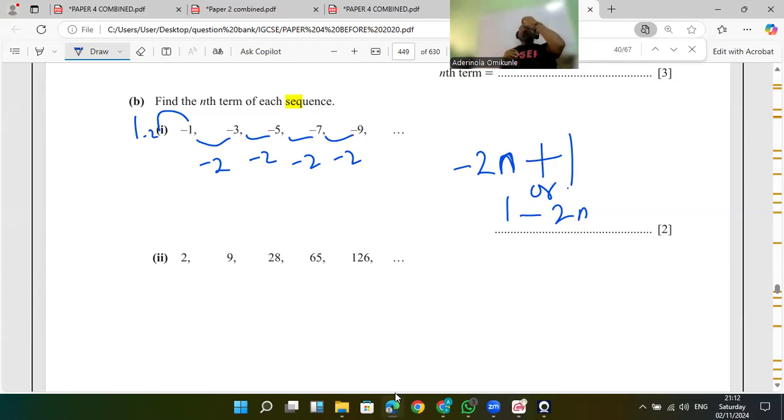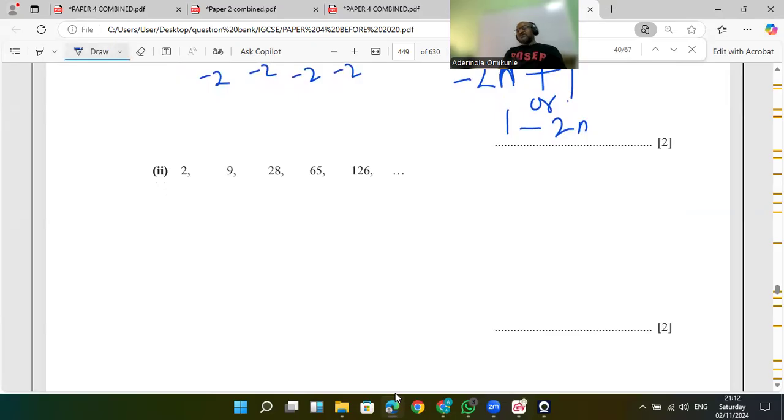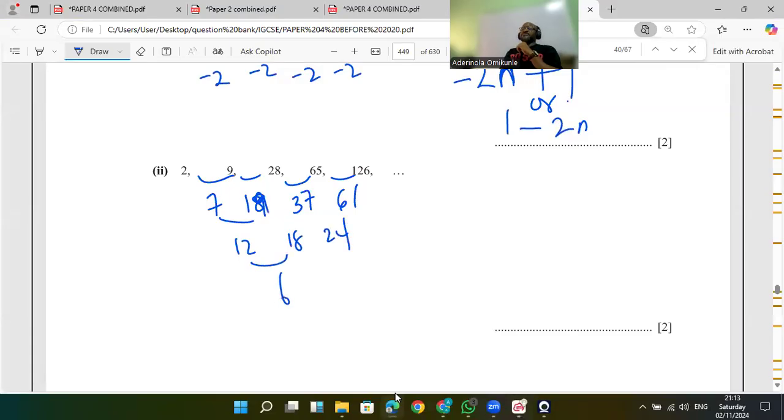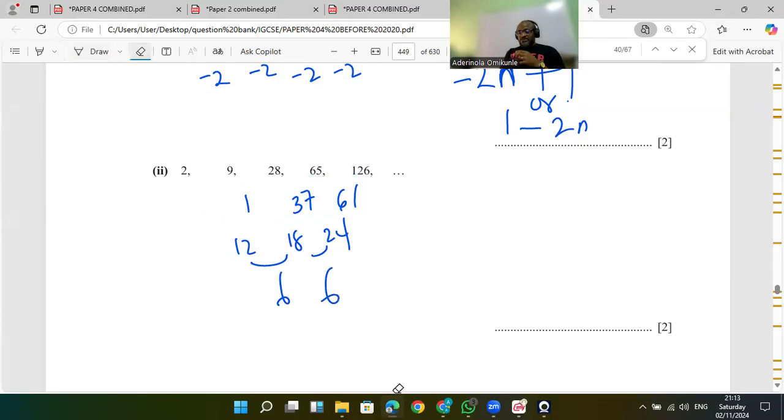Okay, so let's go to the second one, which is what we're dealing with. Let's confirm this is a cubic sequence. This minus this gives you 7. This minus this gives you 18, no, this gives you 19. 65 minus 28 gives you 37, and then this minus this gives you 61. The second difference gives you 12, this gives you 18, this gives you 24, and then the third difference gives you 6 and 6. Okay, so that makes it a cubic sequence.